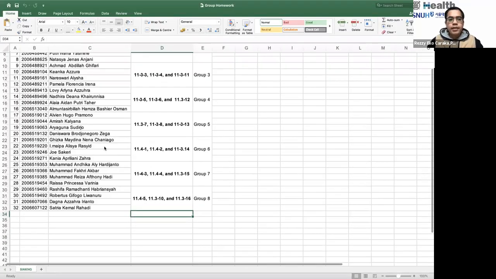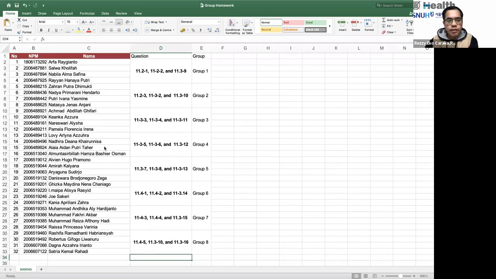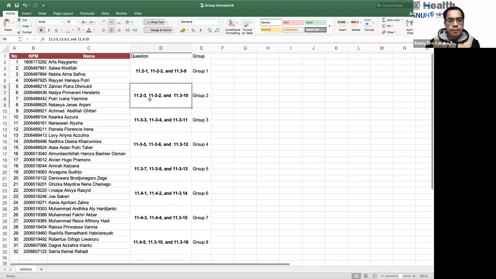Here, I have already made group discussions. For example, group one should finish the homework with questions 11.2.1, 11.2.2, until 11.3.1. Every group has four members, up to 8 groups. I hope every group can discuss how to solve these dynamic programming problems in that book. I already uploaded it to the MS. Maybe you can solve it by next week.